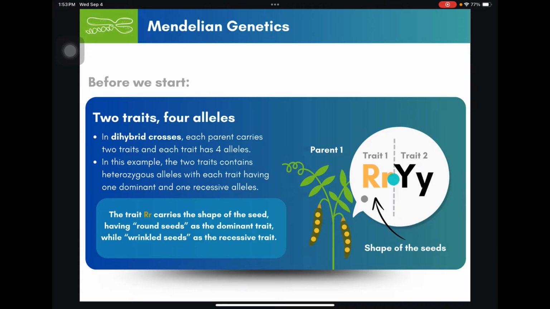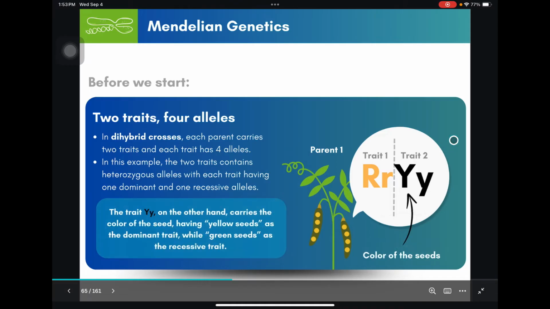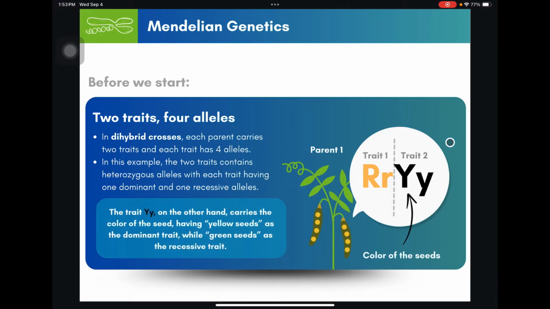So the trait RR, which is technically trait 1, carries the shape of the seed, having round seed as a dominant trait, while wrinkled seeds as a recessive trait. These characteristics are just brief examples. Trait 2, YY, on the other hand, carries the color of the seeds, having yellow seeds as a dominant trait, while green seeds as the recessive trait.